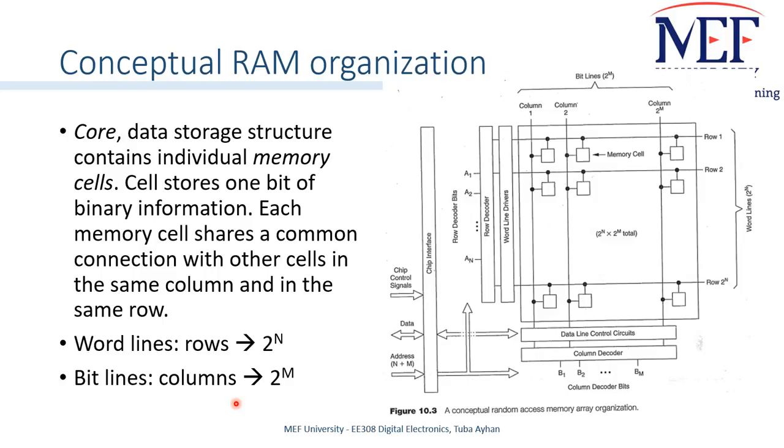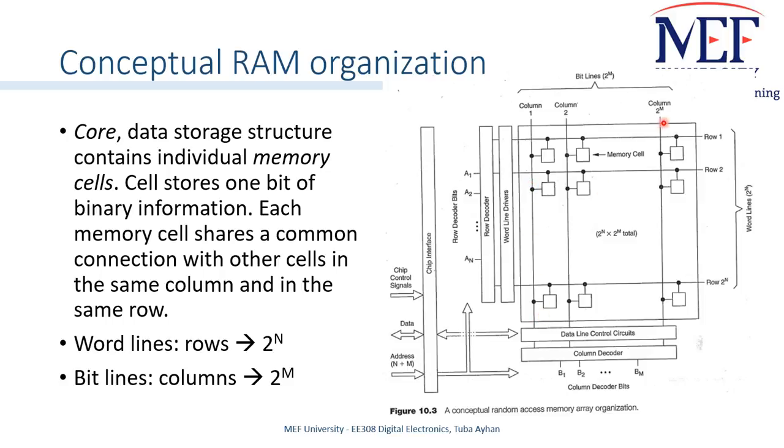Here you can see a conceptual view of a RAM array organization. The data storage structure is called the core, and it consists of memory cells. Each cell is capable of storing 1 bit of binary information, so logic high or low. Also, each memory cell shares a common connection with other cells in the same row and another connection with the cells in the same column.